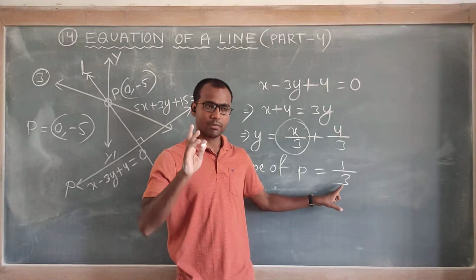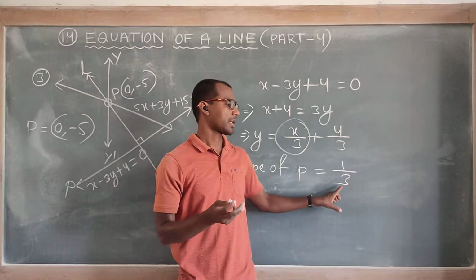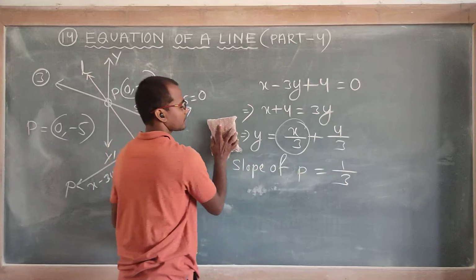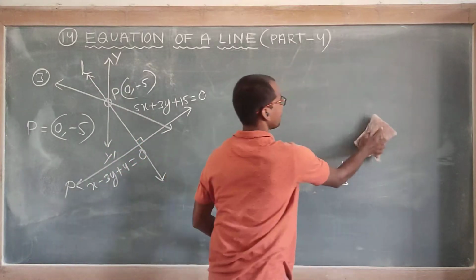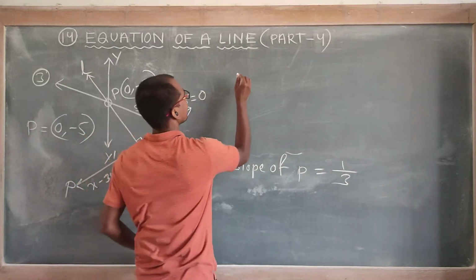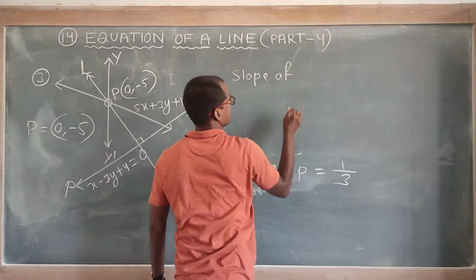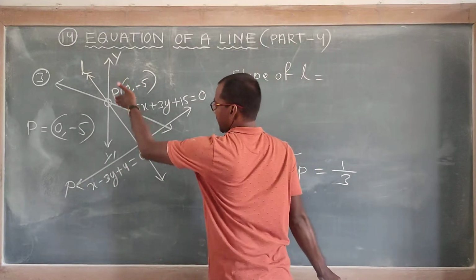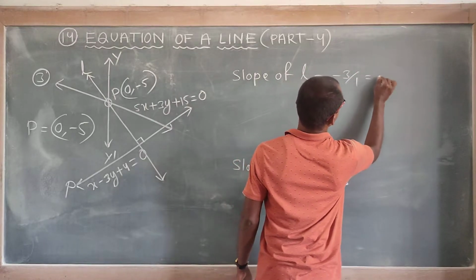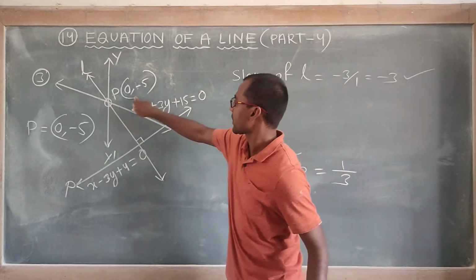I have already told you in part 2: take the reciprocal and change the sign. So 1 by 3 will become minus 3 by 1. So now we can write the slope of L, our target line, is minus 3 by 1, which is minus 3. We got the slope. We have the coordinate, this coordinate.